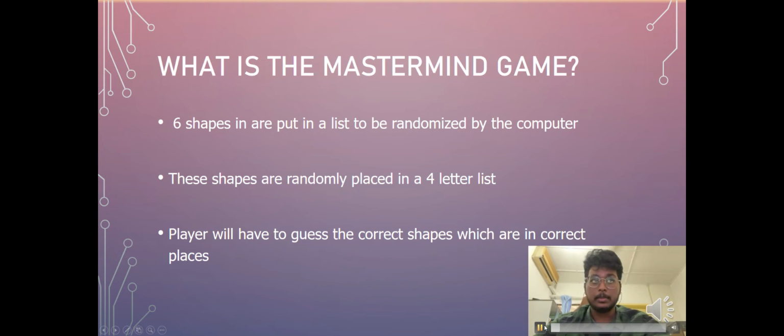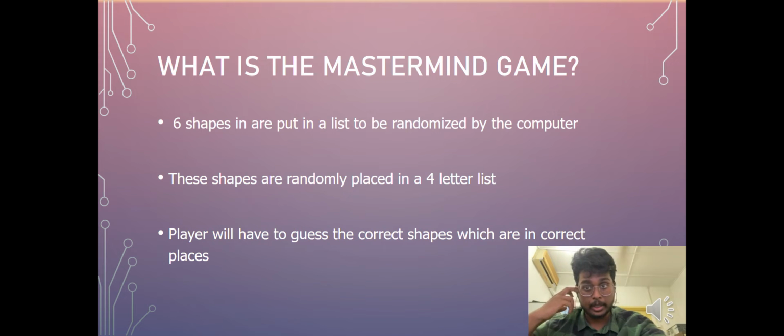So, what is the Mastermind game? To put it in simple terms, it's six shapes put in a list, and it has to be randomized and then put in another list. The user has to match the randomized list using their input. The shapes are randomly placed in a 4-letter list, and the player will have to get the correct shapes.